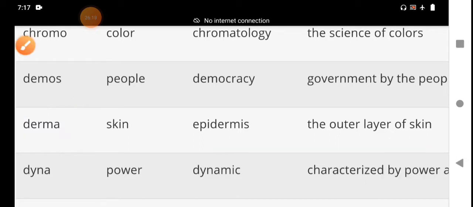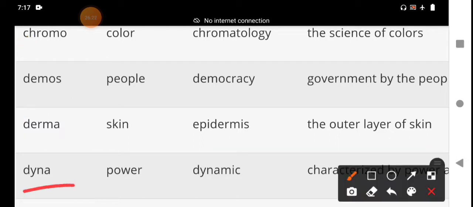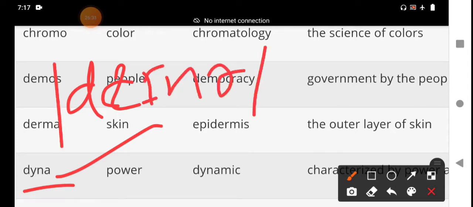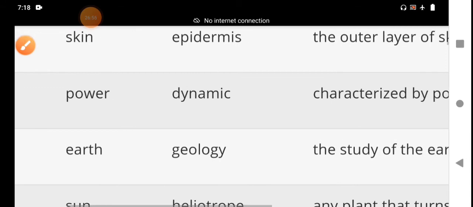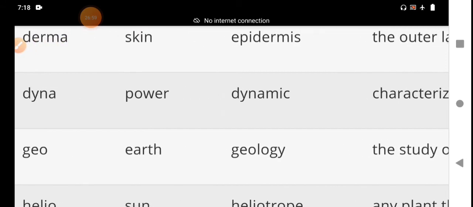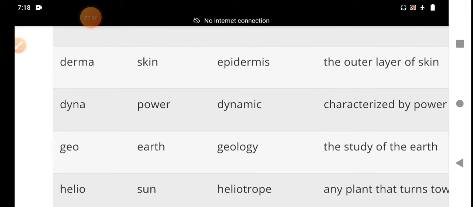The root word is dyna. It is a phonetic script, dyna. Dyna means power. Dyna means positive in attitude and full of energy, activity or progress. That is the meaning of dyna. Dyna means power. Here, we should observe all these words at a time.